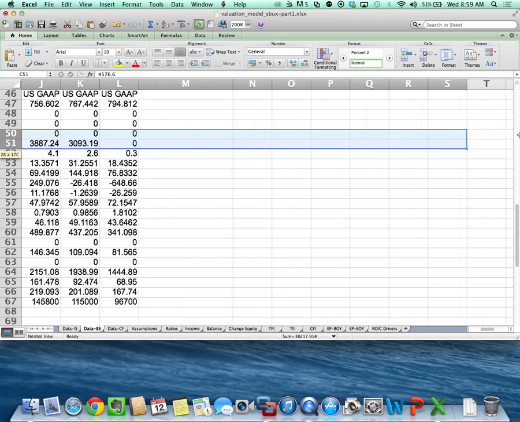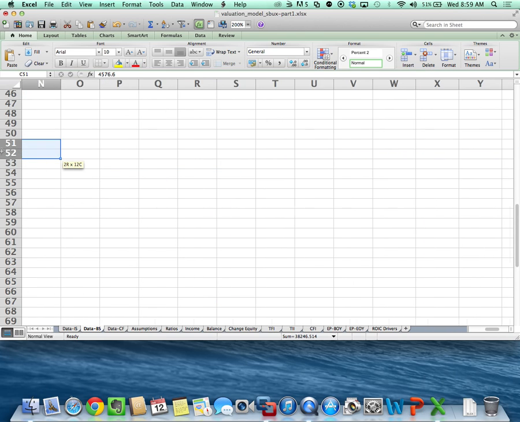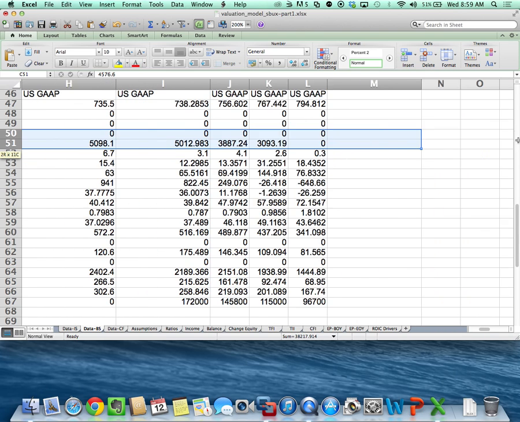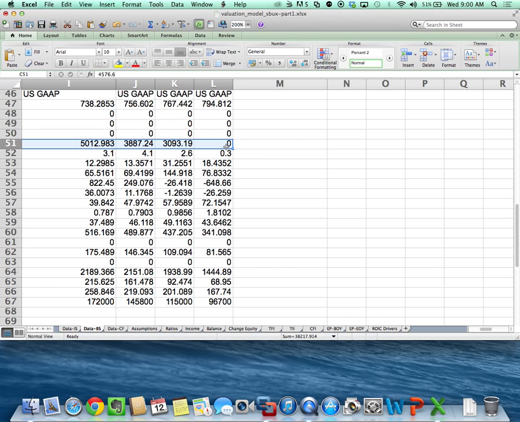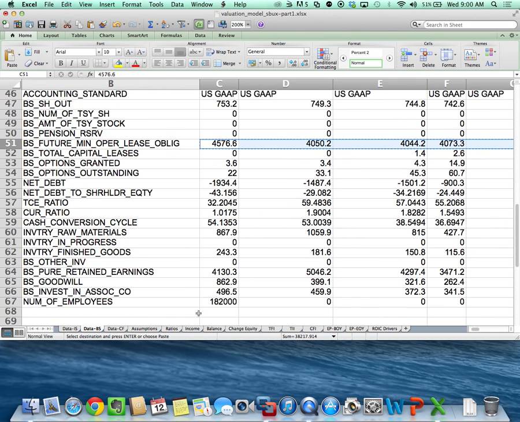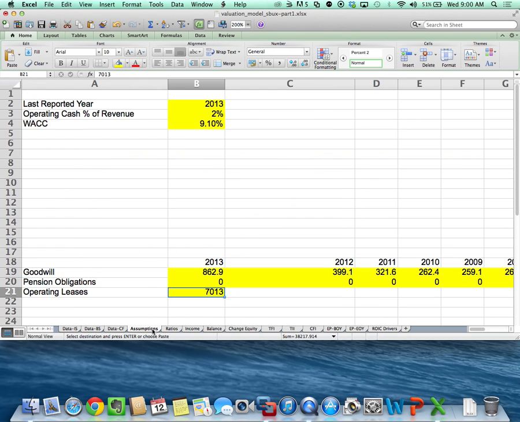So again, I'm going to take these operating leases. Now this is the one area of the valuation where we're actually making more of a guesstimate.